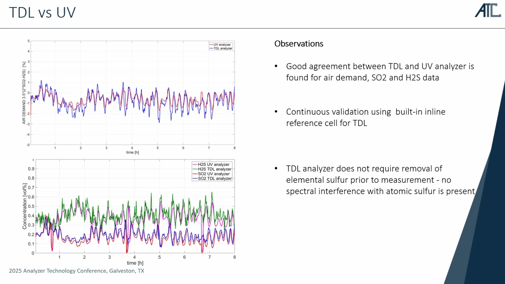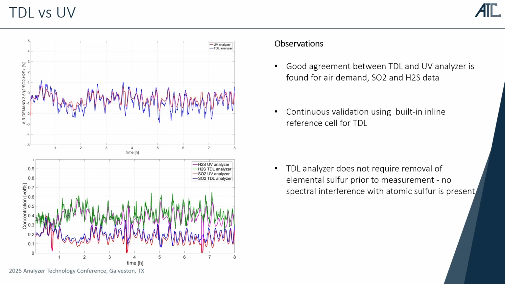We have a slightly better or faster response time, so we see more nuances. It's not the noise, we actually see more transient data, because as I mentioned, the signal is so strong that you have very little noise on the SO2 and H2S signal. So the raw spectra look very nice. And the same on the lower panel, you see the H2S and SO2.